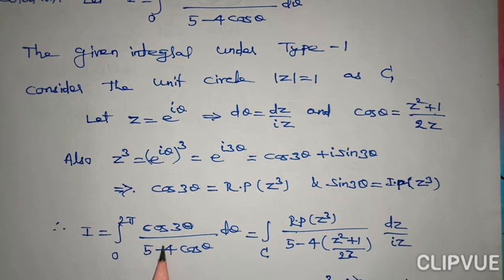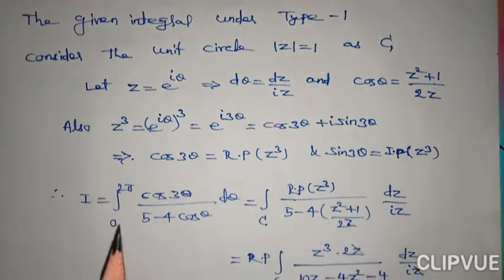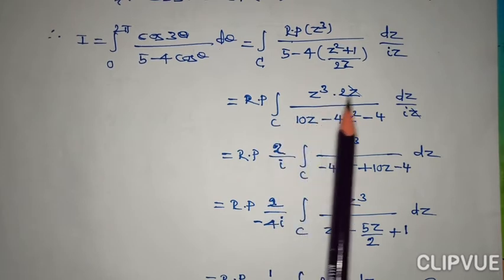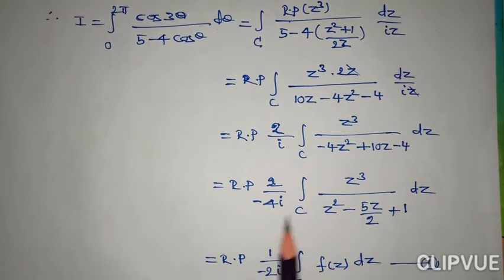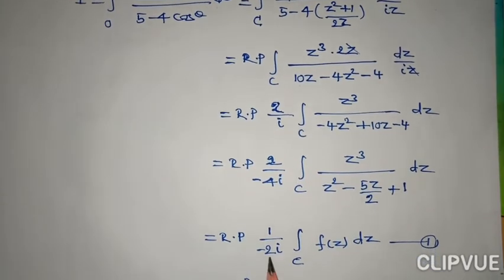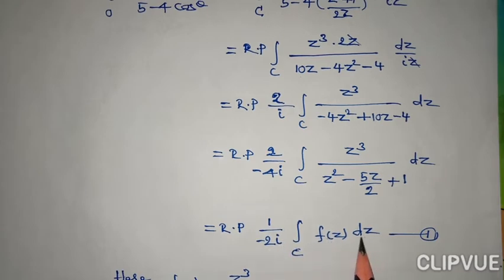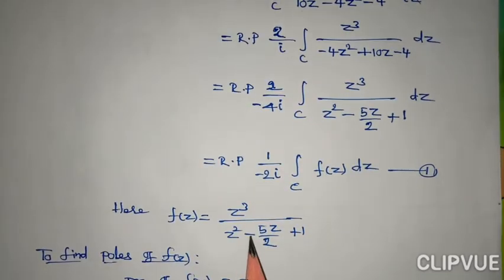Now after this, how to express the given integral in the form of z? Integral over C, real part of z cube divided by 5 minus 4 times this cos theta, and d theta is dz by iz. After that, just simplification only. Real part of integral over C. These are all simplifications, you can understand. After simplification, you will reach this: real part of 1 by minus 2i, integral over C of f of z dz. What is your f of z? This integrand is f of z. This is your f of z.